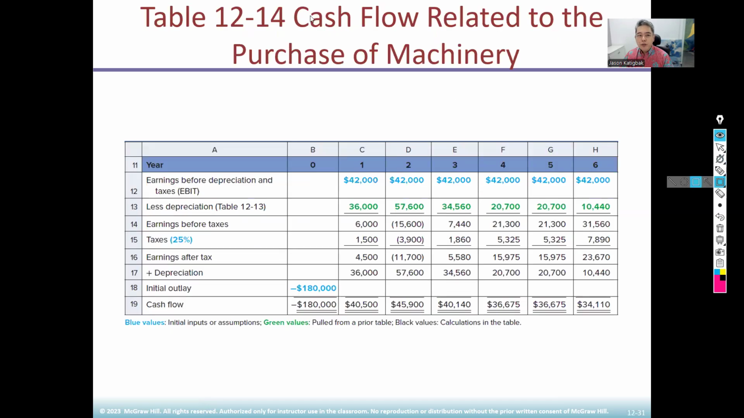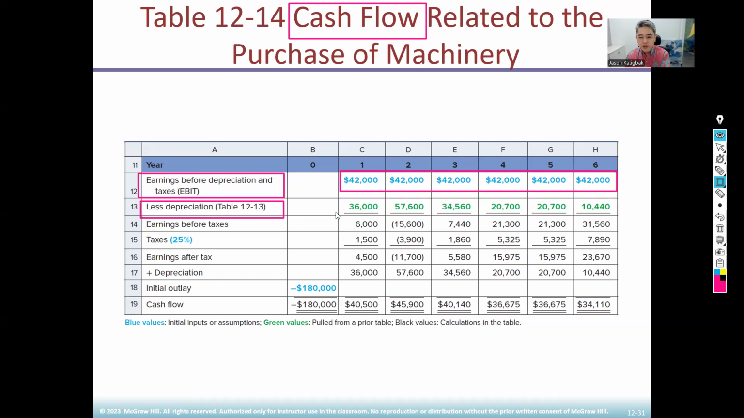So I'm going to do a cash flow analysis similar to what we have done before. On the first video, we had this tab on cash flow. We have earnings before depreciation and taxes given. Don't worry about it. Less depreciation, we basically just multiply it with the value that we actually calculated with the 5-year. So don't worry about it also. In the quiz, it will be given.